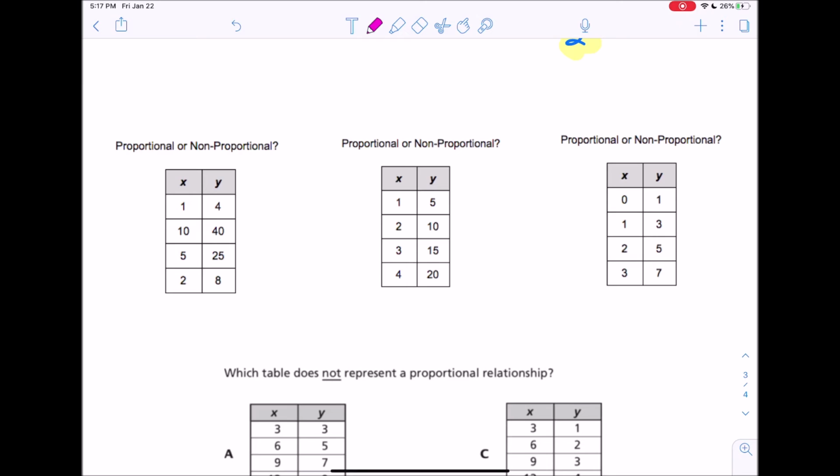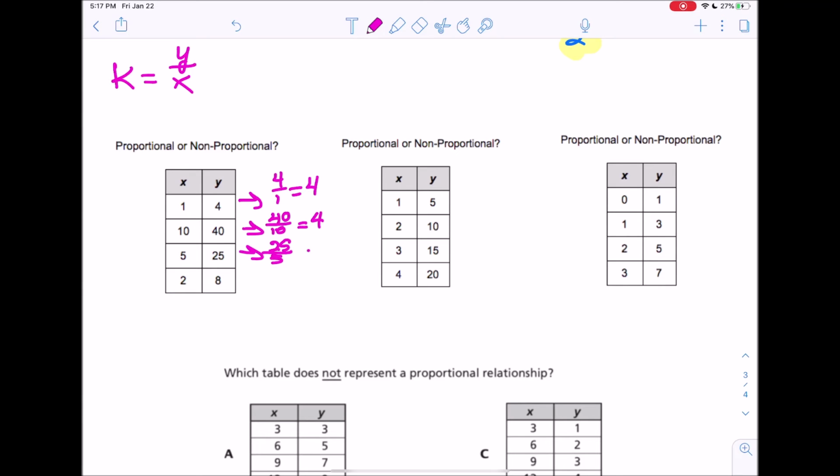So for this one, we have x is 1, y is 4. Remember, we want to make sure we remember that k equals y divided by x. So we're going to check. There's no origin listed, so we're going to use y divided by x. And we have 4 divided by 1 equals 4. Okay. 40 divided by 10 equals 4. So far, so good.